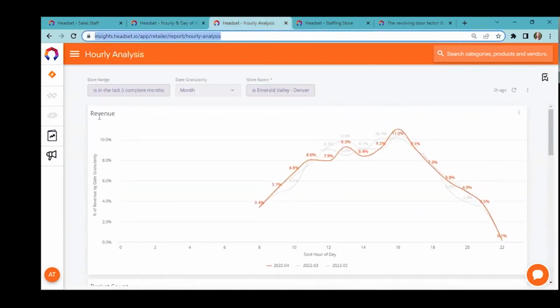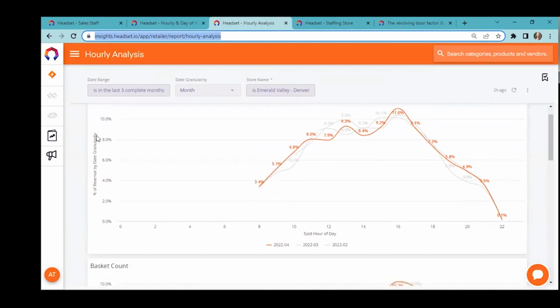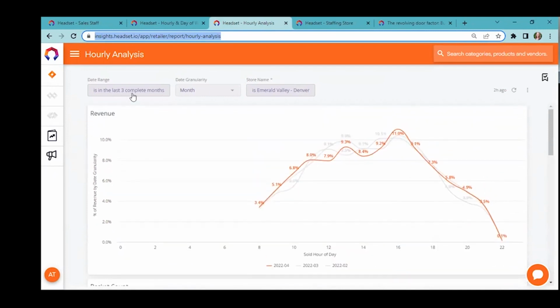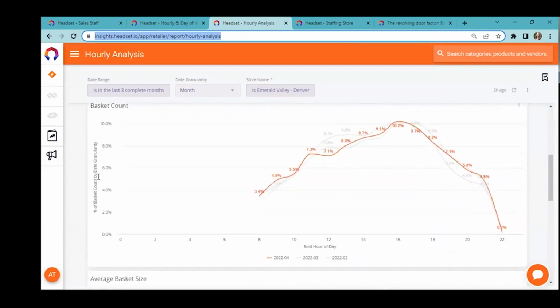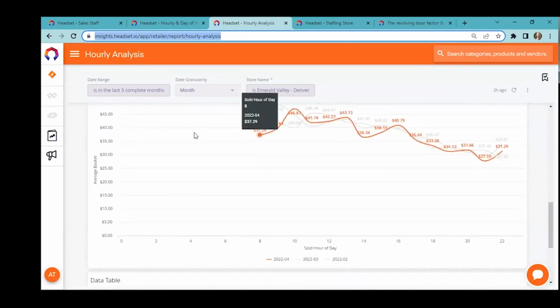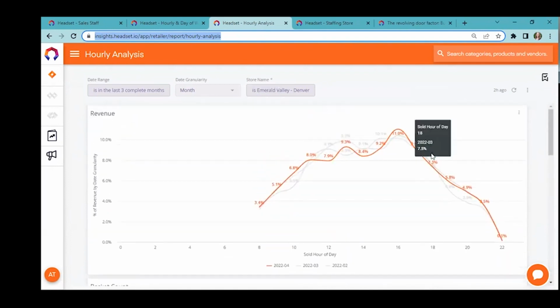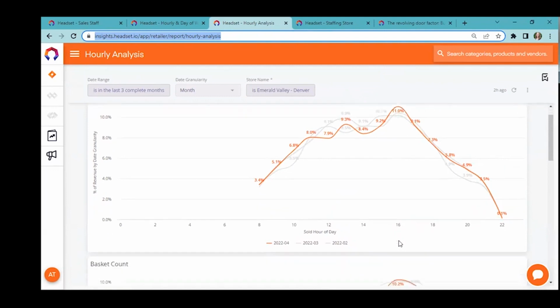Great. Similar to that is our hourly analysis. This just gives you a better idea and a deeper dive into your hourly sales, and you can look at it by a couple of different unit points. Again, I'm setting up my filters the same exact way, but we can look at this broken down by revenue percentage, basket count percentage, as well as average basket size percentage. So you can hover over this and see when the highest percentage of revenue is selling at my store, which hour is that?